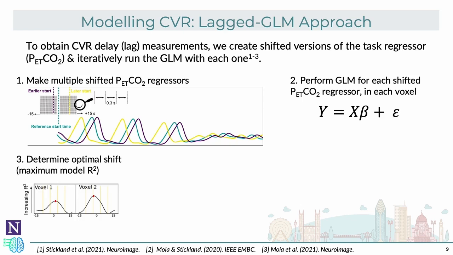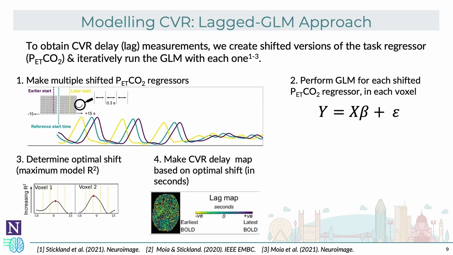And lastly, we can use the shifted end-tidal CO2 regressor to then make lag-optimized CVR amplitude maps by extracting the end-tidal CO2 beta coefficient at this optimal shift.